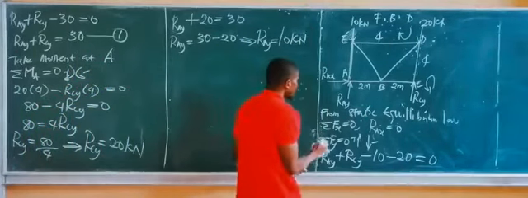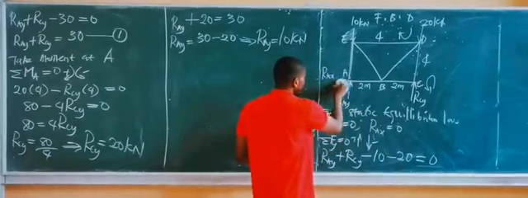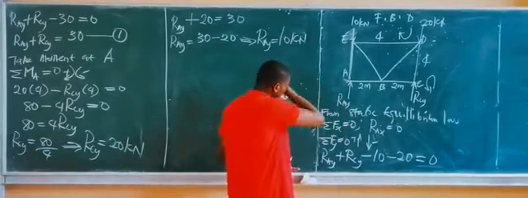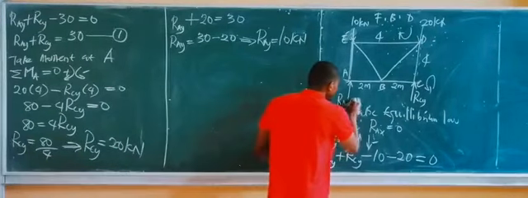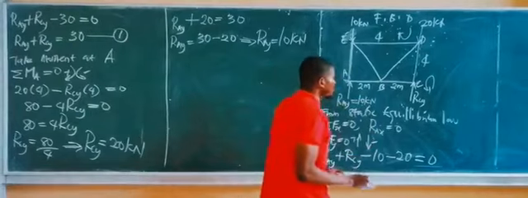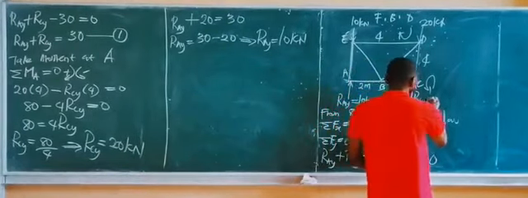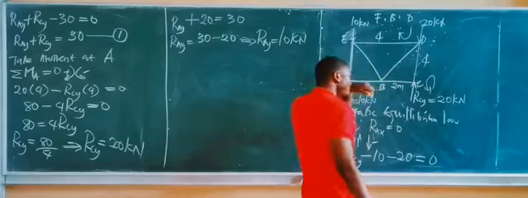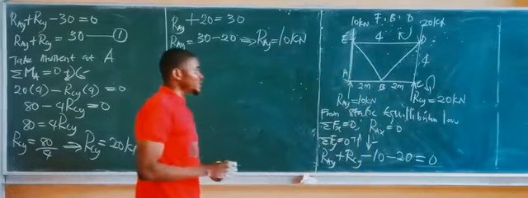Having known the reactions, we can now substitute them into the free body diagram. The horizontal reaction at A is 0, and we obtain RAY as 10 kilonewtons, pointing up. We also obtain RCY to be 20 kilonewtons.